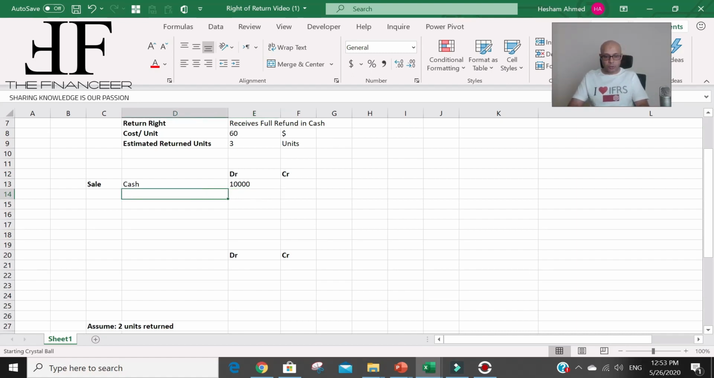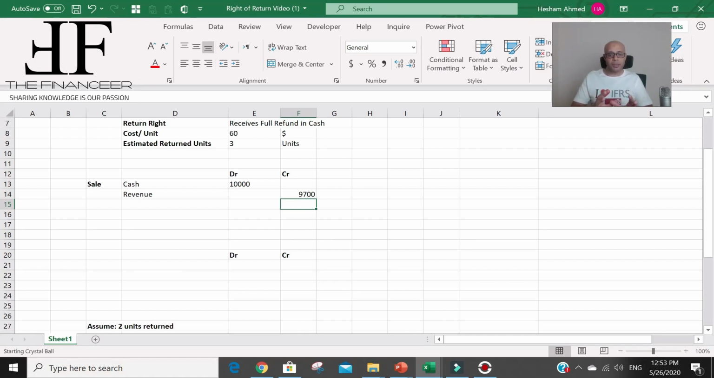Okay, so let's start recognizing revenue. So revenue will be recognized for the 97. So 97 units times the unit selling price is $100. So the total revenue value that I'm going to recognize today will be 9,700.